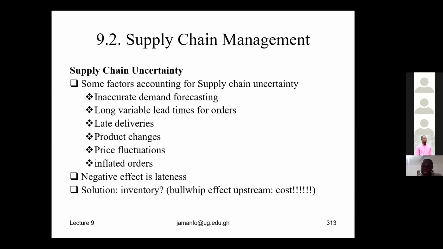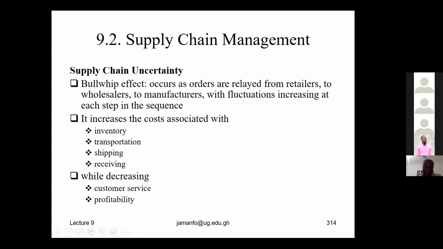See? And this can create a whole lot of cost. Uncertainties can create a whole lot of cost. And to deal with these uncertainties, companies tend to depend largely on inventory. Keeping this inventory in response to some of these uncertainties creates what we call the bullwhip effect. The bullwhip effect. Okay, so what is this bullwhip effect?